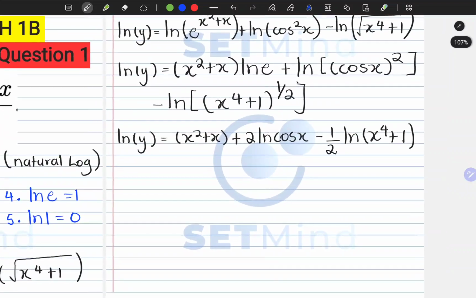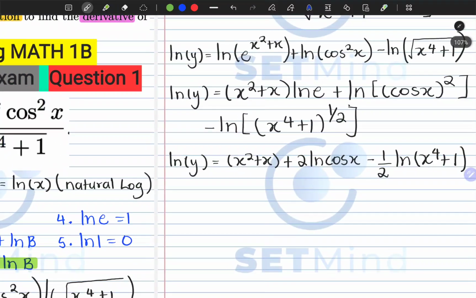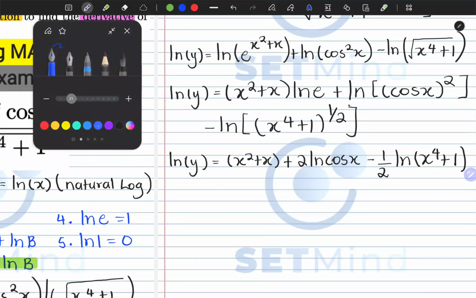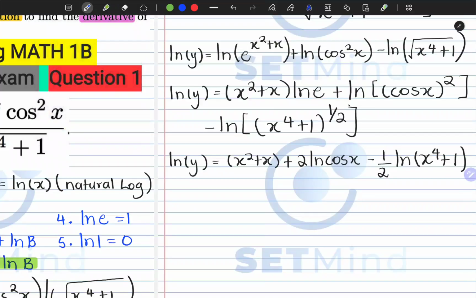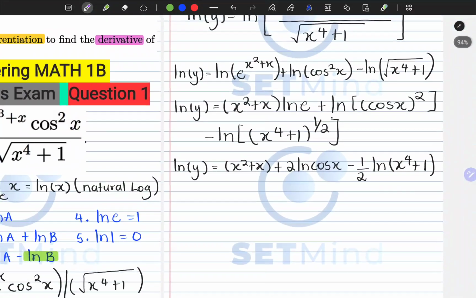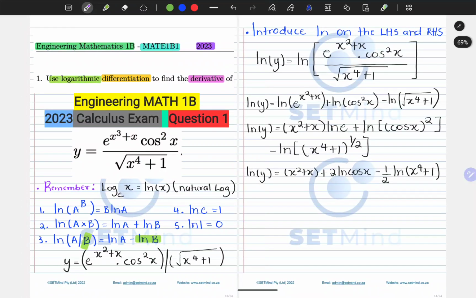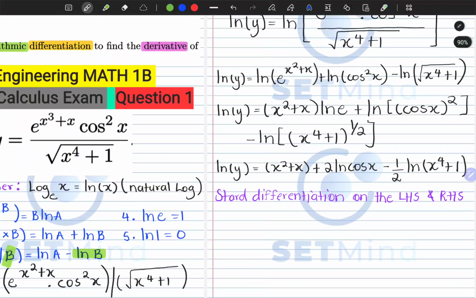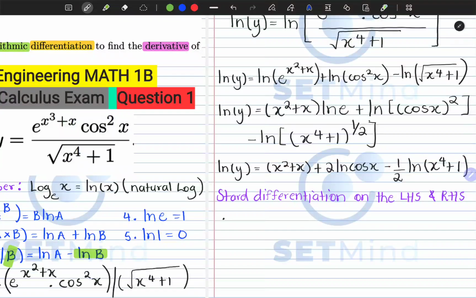So if you observe carefully, now that we no longer have complex powers, we are now in a position where we can start differentiating. So what we are going to do, as we always do, is to differentiate the left-hand side and also differentiate the right-hand side. But before we go ahead and do some differentiation, there's something that I need you to quickly remember.